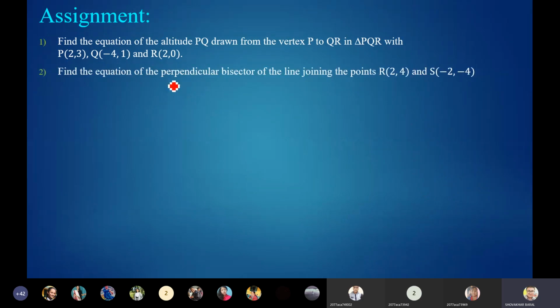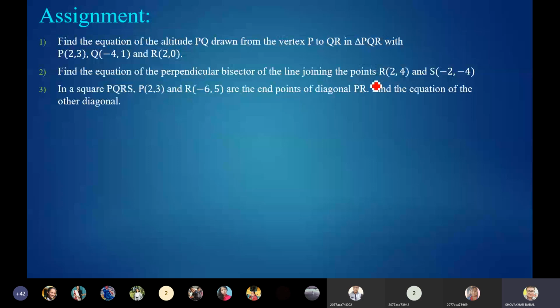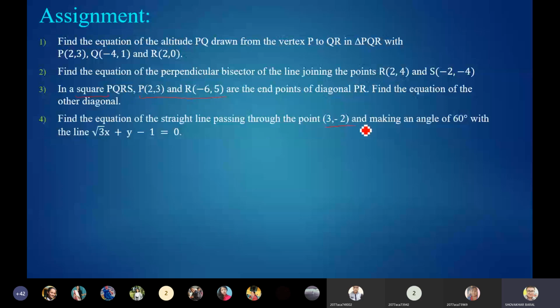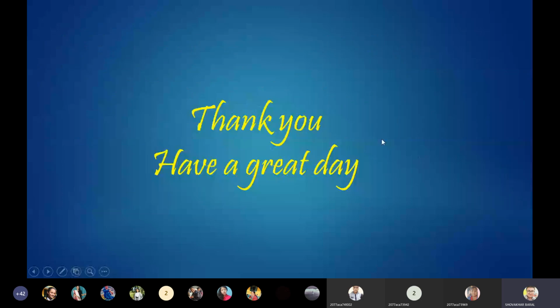So next question, find the equation of perpendicular bisector of the line joining the 2 points. Please go through the earlier slide we discussed earlier. Here you need to find the equation of the diagonal of the square. Use the same concept as that of rhombus. Find the equation of straight line passing through (3, -2) as we discussed earlier for 45 degrees. You can do it for 60 degrees also. So I think we are running out of time. I'll provide the slide. Please do it as assignment. I'm going to end this class.